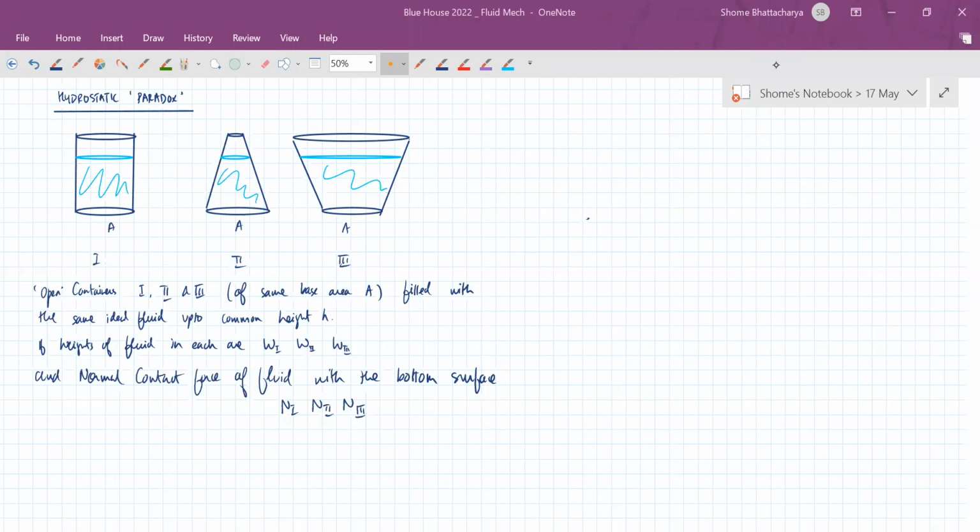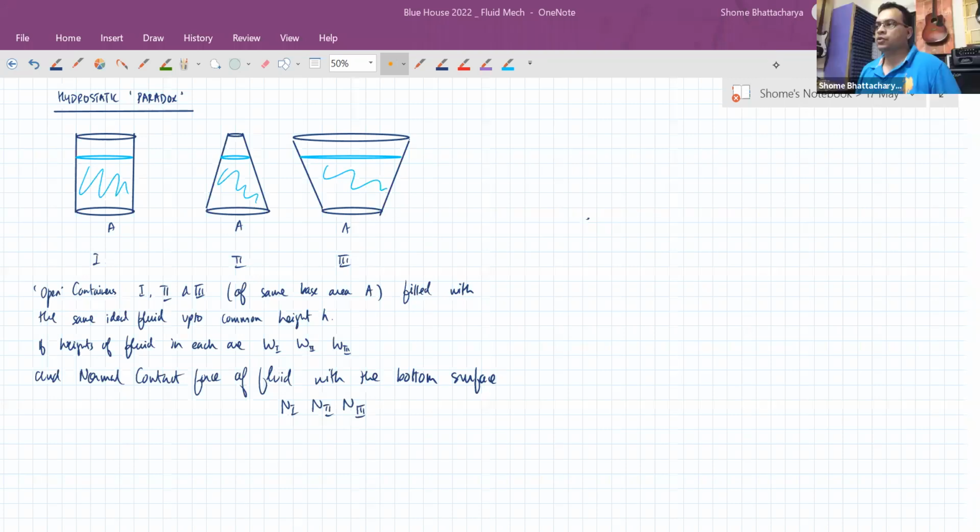So as a result of this, if the weight of the fluid in each of the containers is W1, W2, and W3, whereas the normal contact force that the fluid is applying on the base of the container, or the base is applying on the fluid, whatever, the contact force between the base and the fluid is N1, N2, and N3. Then we have to say which of these options are correct.